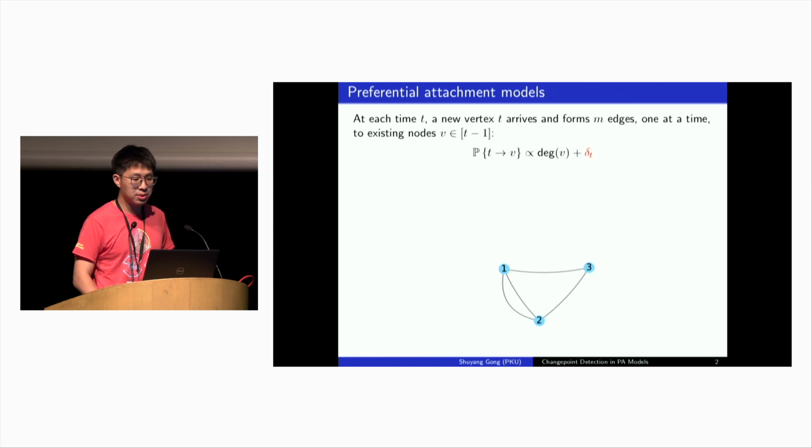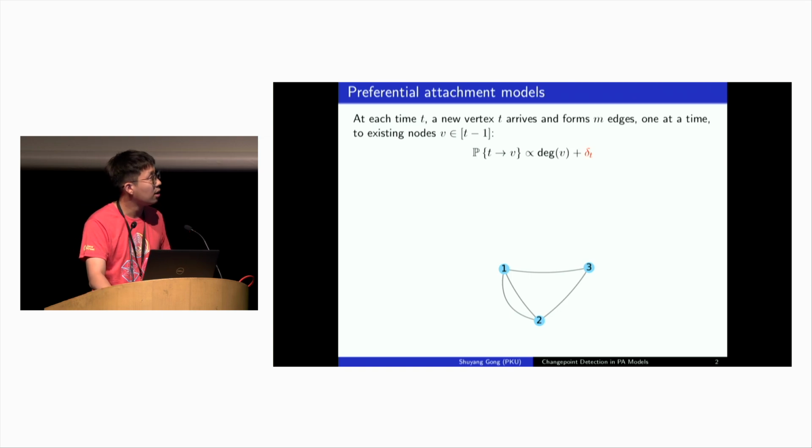At each time t, a new vertex t comes in and tries to make some friends and form some new edges to the existing vertices in the graph, one at a time. The vertex v is chosen randomly with probability proportional to the degree plus delta t. Here, delta t you can think of as an additive shift you put in addition to the degree. Let's see in the following figure.